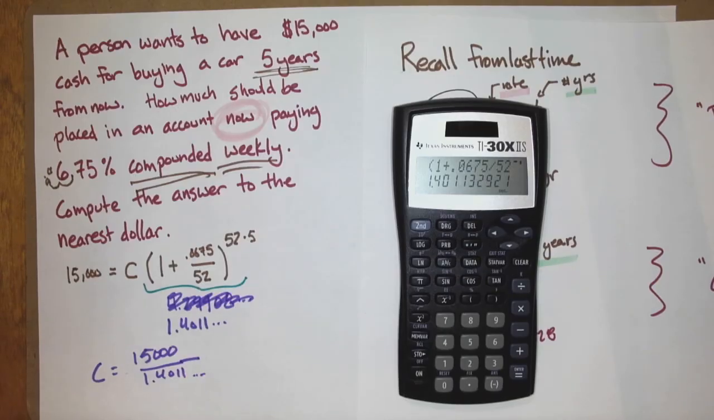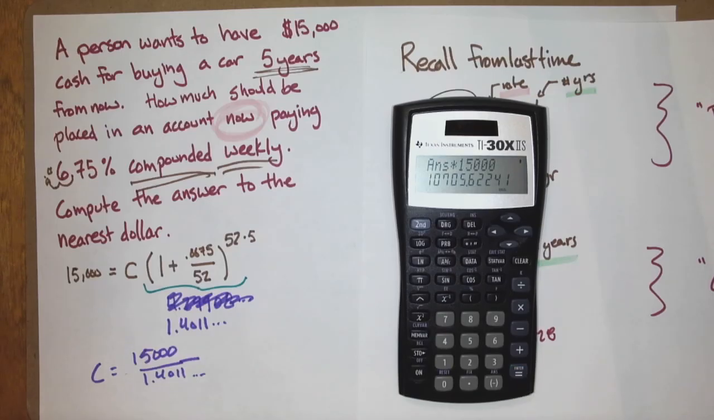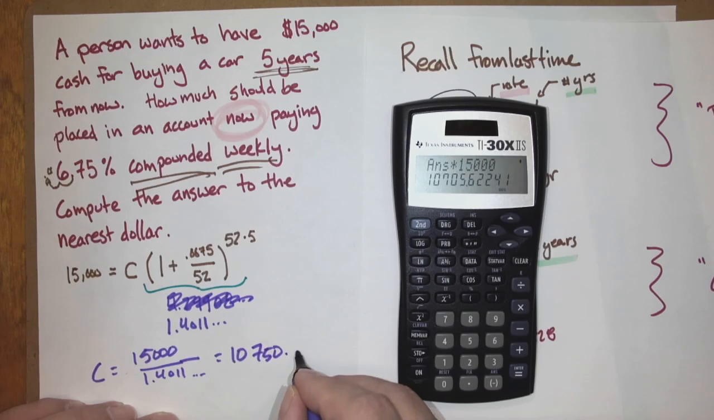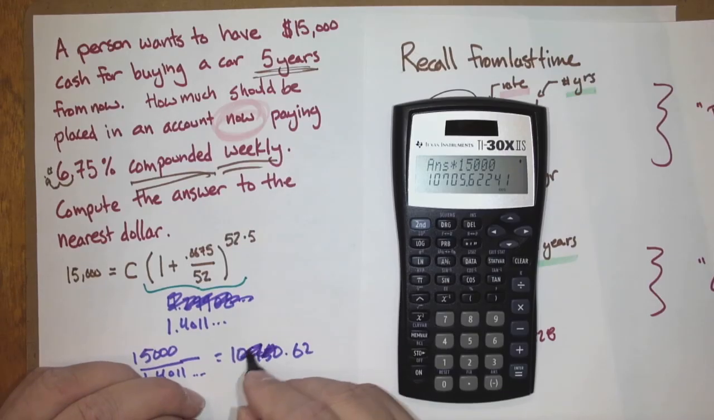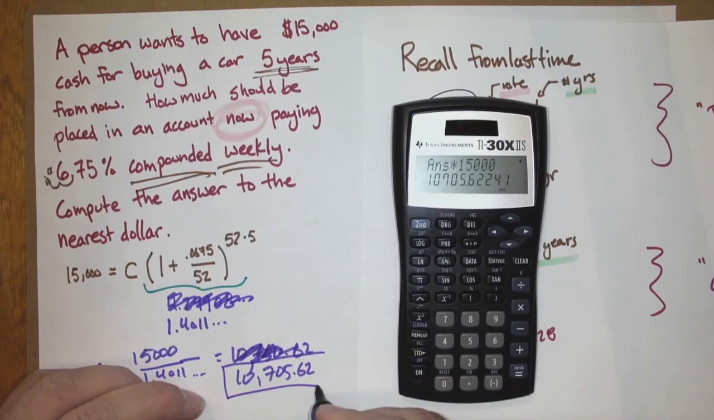And let's see, are we lucky enough? I think if you hit this x inverse, that'll take 1 over. So that's the 1 over the inverse. And then times that by 15,000. And we get $10,705.62. Well, we can't put in a fraction of a penny. So that's how much we should put in now. $10,705.62. All right, there we go. That's how much we should put in now.